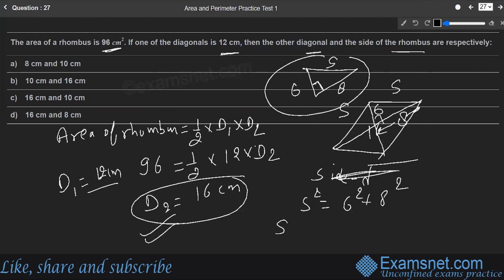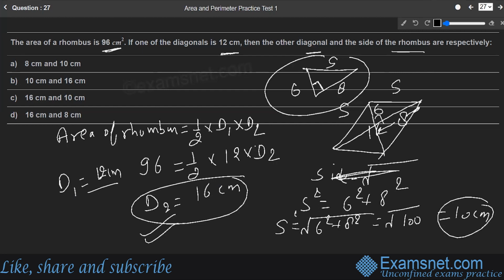So in this way, the side can be calculated as under root of 6 square plus 8 square, that is nothing but under root of 100, which comes out to be 10 centimeters. So this is the side of the rhombus. The value set should be diagonal first, then rhombus. So it should be 16 and 10 centimeter.